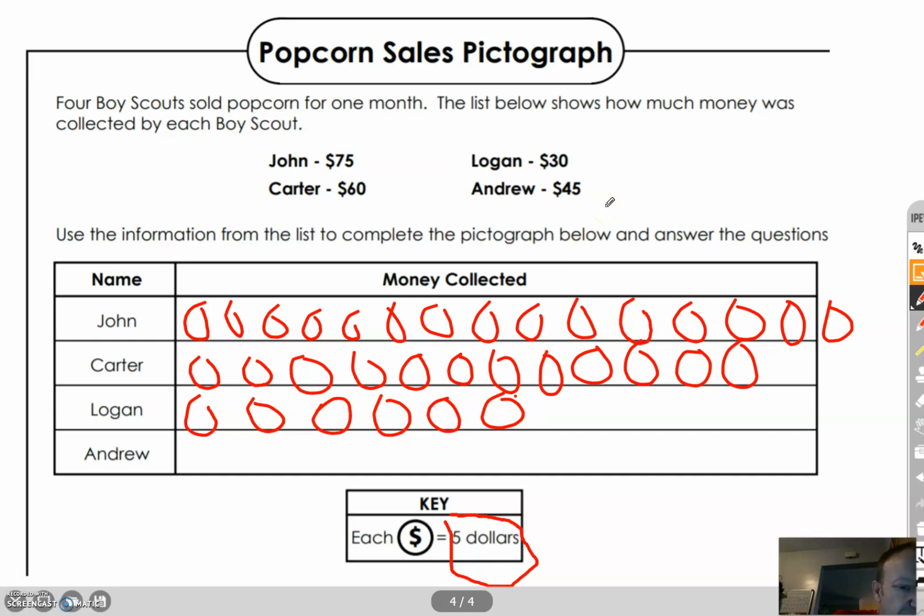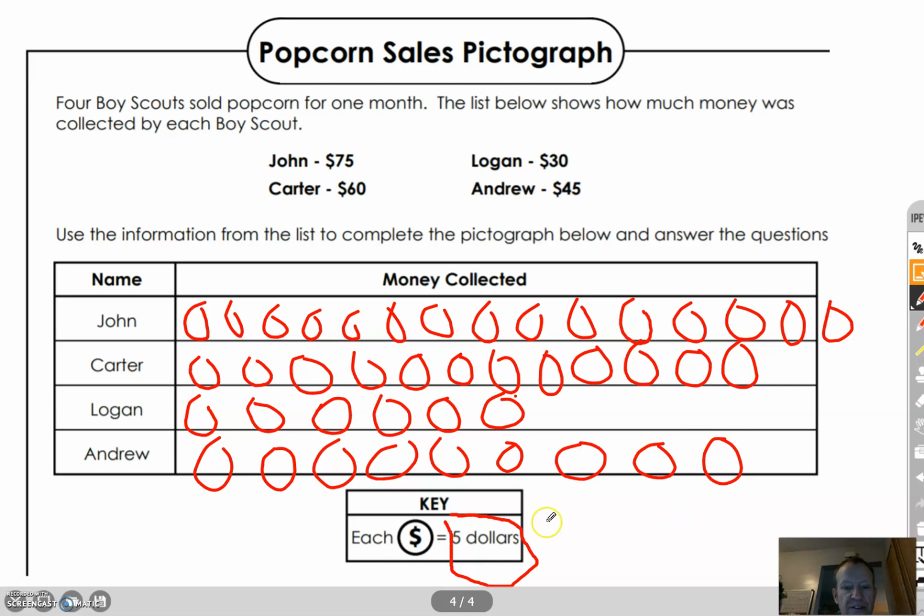And then Andrew has 45. 5, 10, 15, 20, 25, 30, 35, 40, 45. Now, since the key is 5, there really is no half of 5 that we can draw.